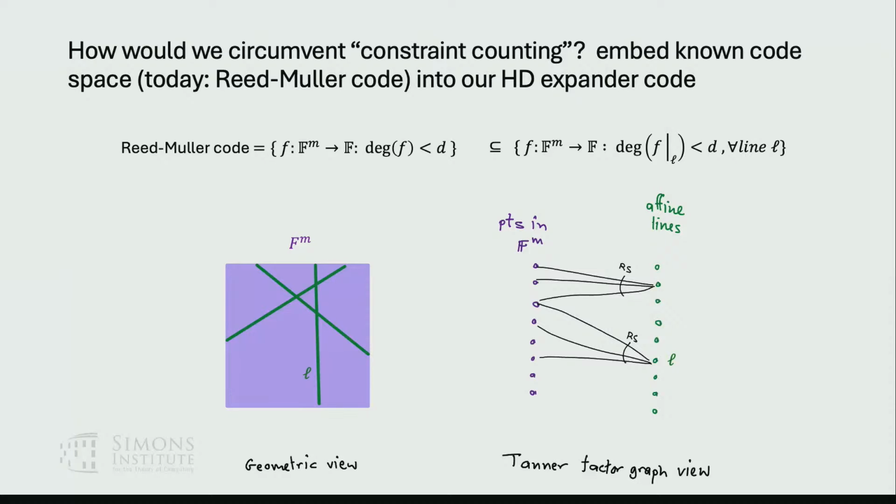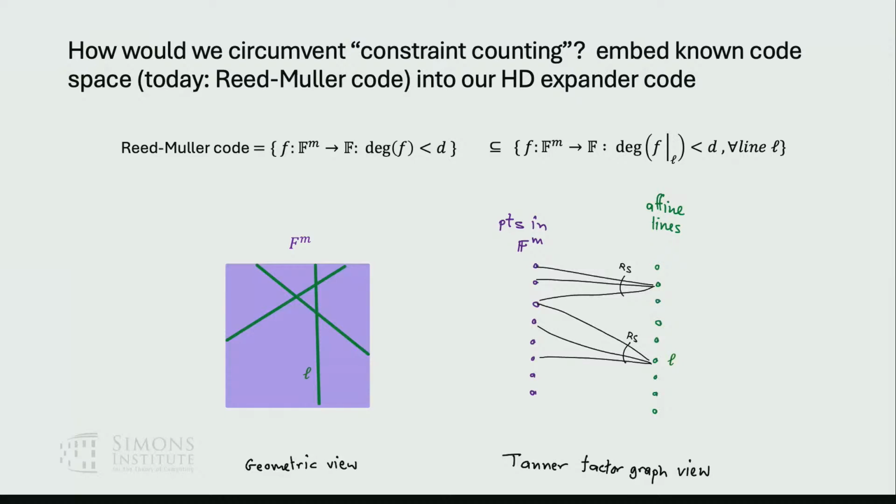Okay, I have a picture. Here you see the Reed-Muller code in a geometric view. You have some vector space, and for every line, what you see on the line should be low degree. And here you have what is sometimes called the Tanner factor graph. The bits of the code are on the left. It's not bits, it's elements in F_q, F_p, I think. And here you have a vertex for every line, and this vertex requires that the local view that it sees is a low degree function.